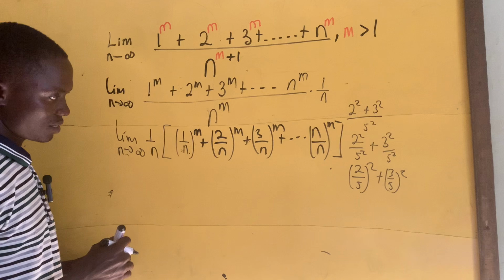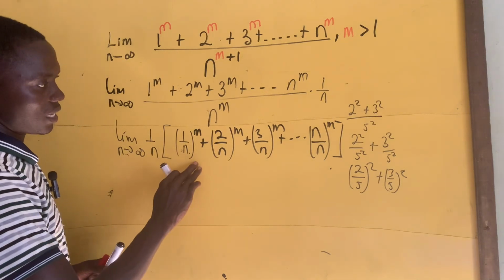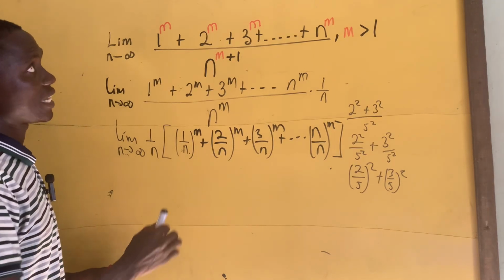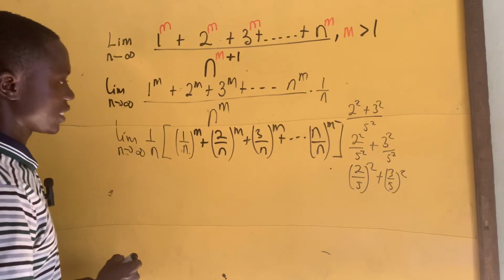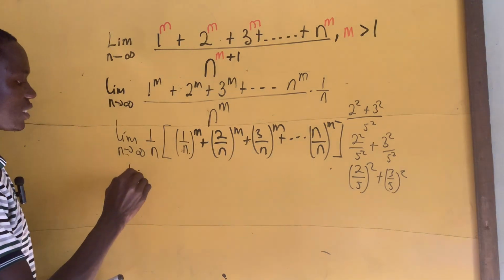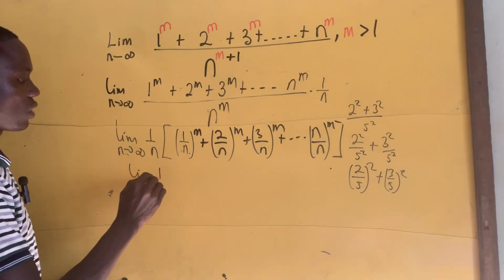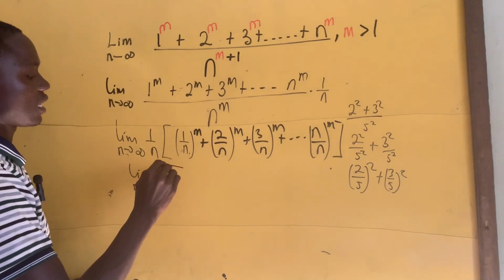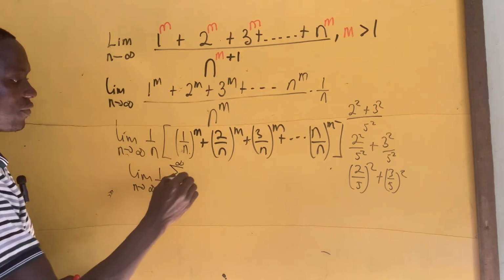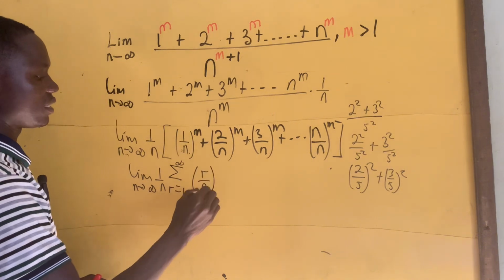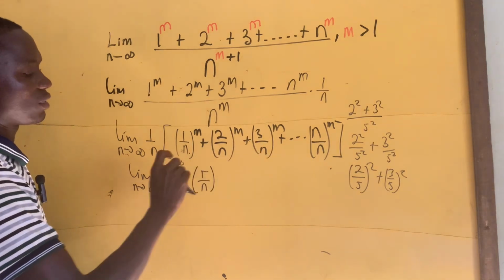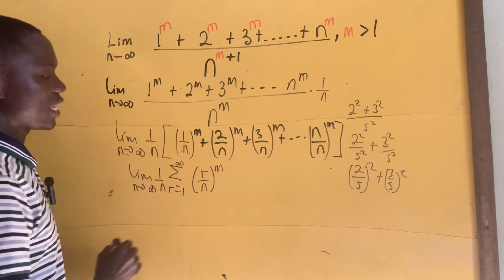Now, from here, we've gotten a sequence of partial sums. So we write this as a summation. We take this as the limit as n approaches infinity of 1 on n, then the summation from r equals 1 up to n, then we have r divided by n, in a very simple way. So this represents r divided by n, but we have it to the power m.